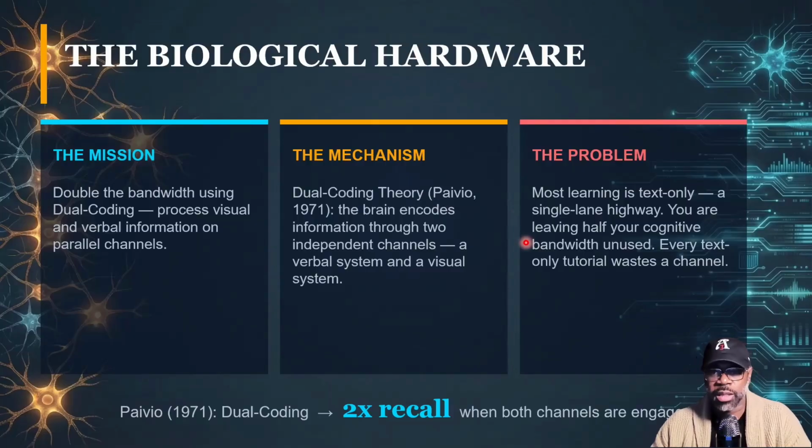We will be using a lot of these dual channel mechanisms in order to get that information through to you, to override some of that biological hardware. Now, just remember, again, we're trying to double or increase our bandwidth. And so having these two channels, we essentially get 2 times the recall when both channels are engaged. We can recall from our verbal cues or verbal channel, and we can also recall from what we saw, right?